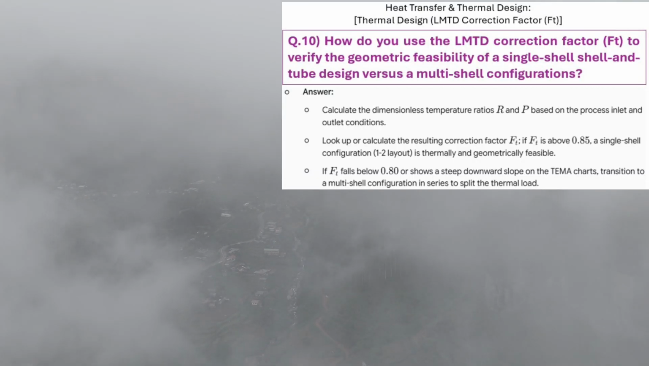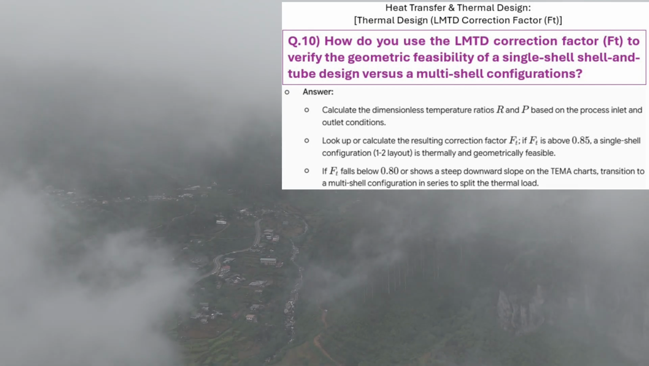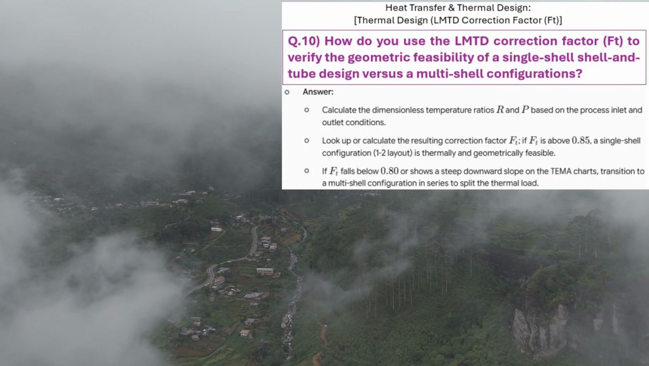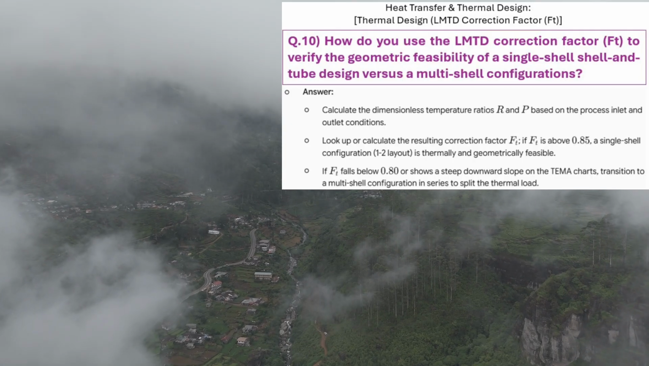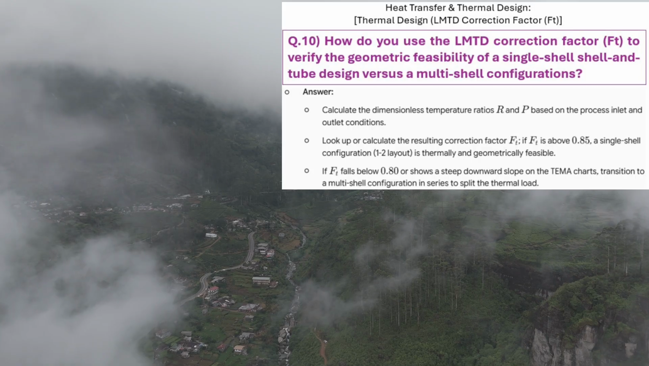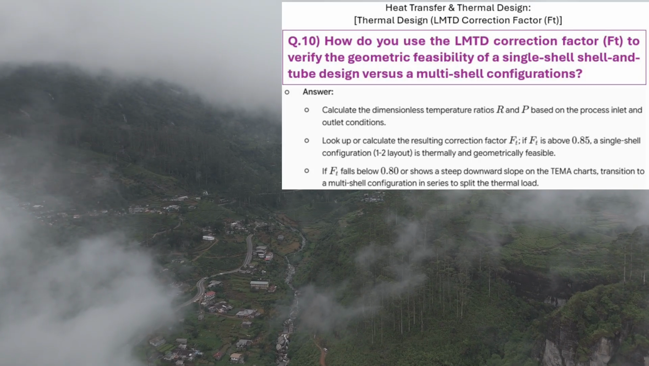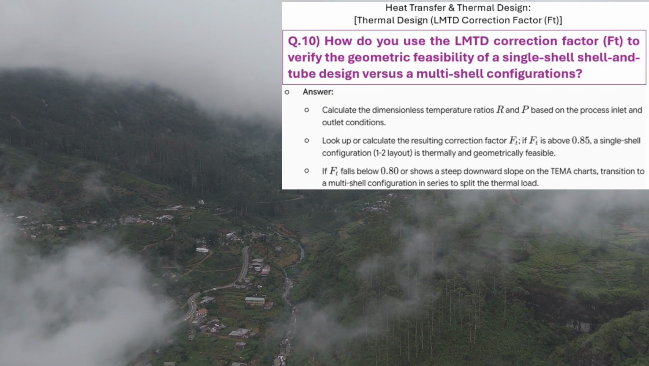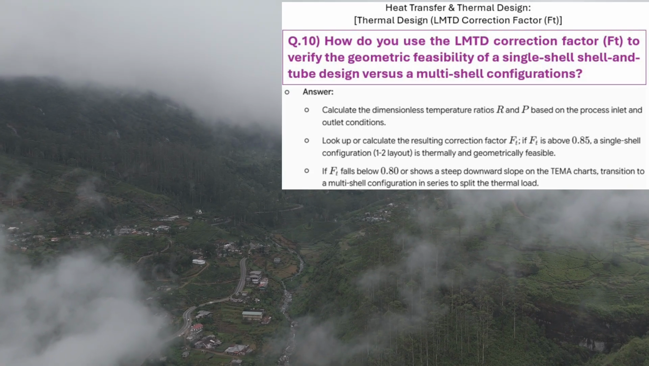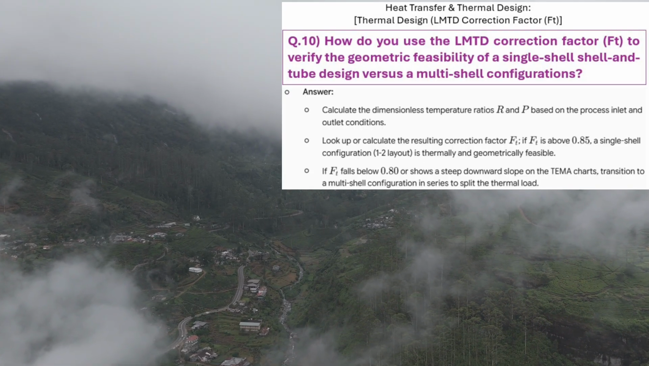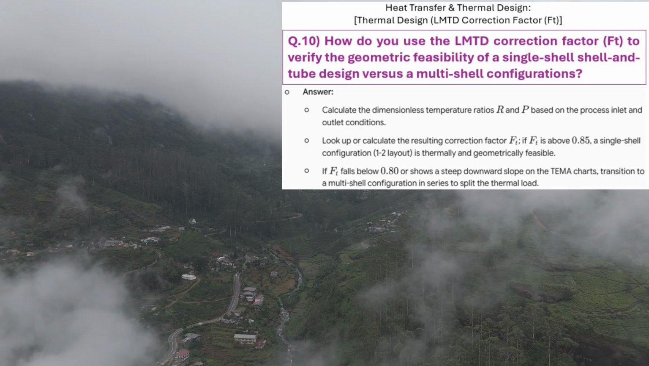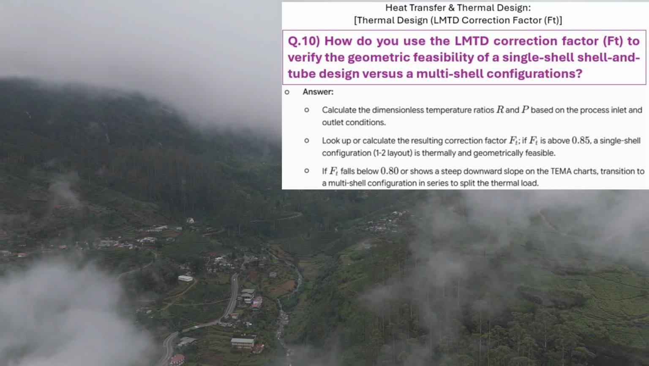Expand on the F sub t factor regarding geometric feasibility and the classical TEMA charts. I want to know how you use the slope of the curve, not just the absolute value. When verifying feasibility, I calculate the dimensionless temperature ratios, R and P, based on process inlet and outlet temperatures. These act as coordinates to locate your operating point on the TEMA charts to find F sub t. And what are your hard rules for those values? If the calculated F sub t is above 0.85, a single shell is stable. If it falls below 0.80, or crucially, if that operating point sits on the steep, downward-sloping cliff of the chart, you instantly abandon the single shell model. Yes. You transition to a multi-shell configuration in series.